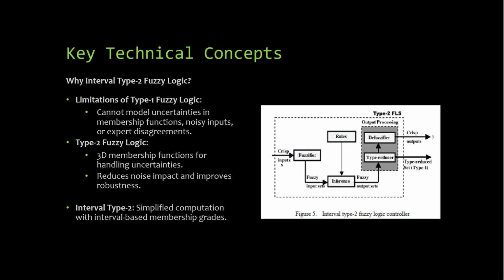So why did we choose interval type 2 fuzzy logic? It's because traditional type 1 fuzzy logic faces some limitations, like it cannot model uncertainties in membership functions, noisy input, or expert disagreement. Type 2 fuzzy logic uses 3D membership functions for handling uncertainty, reducing noise impact and improving robustness. Interval type 2 simplifies computation with interval-based membership grids. And this figure is the basic idea of an interval type 2 fuzzy logic controller.